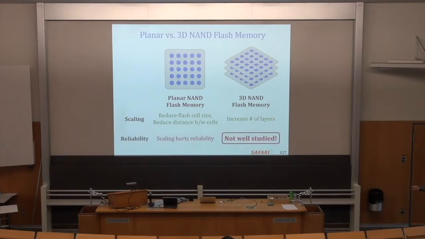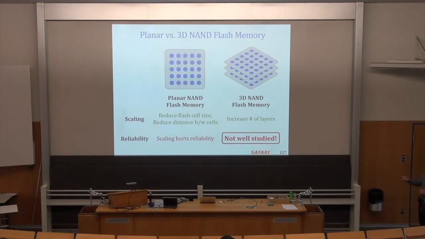So in planar NAND, scaling hurts reliability: scaling the cell size, reducing the distance, and also chopping up the threshold voltage distribution into finer pieces to store more bits. They all hurt reliability, and we've studied that a lot. Now, this is not well studied in 3D NAND, and we're going to change that when we discuss this. So everything that we discuss is applicable over here, but there's more.